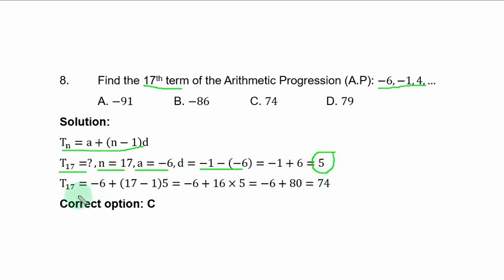So the 17th term is equal to first term, which is minus 6, plus bracket open n, which is 17, minus 1, times common difference 5. So you have minus 6 plus 16 times 5. You multiply before you add, from the rule of BODMAS. So you have minus 6 plus 80, and that is 74. C is the correct option.